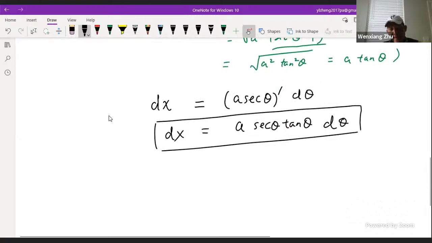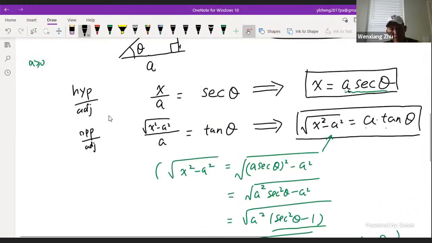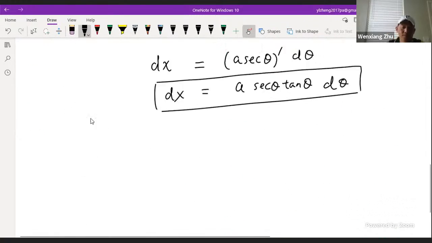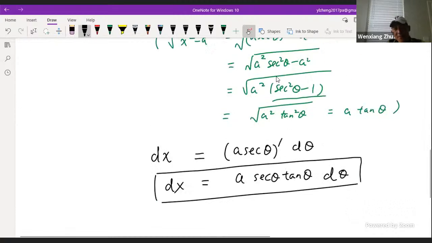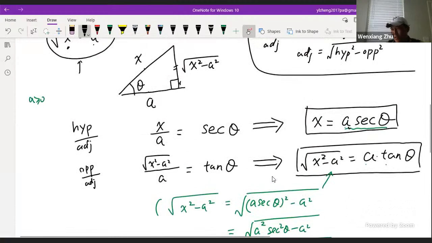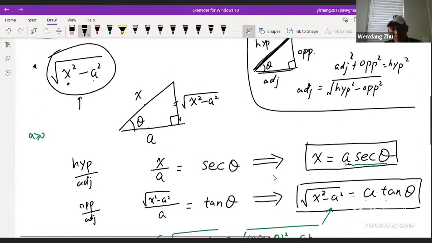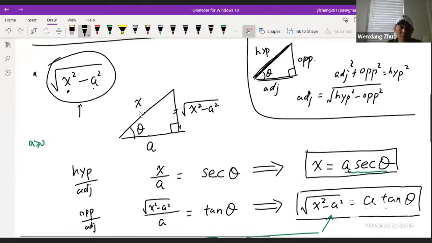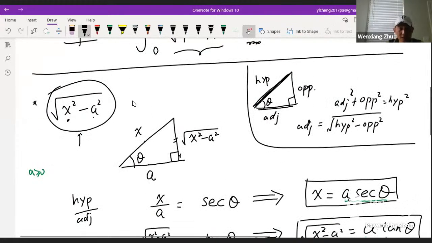So this is one case. Now I'm going to do the second case. You don't have to memorize all these things. As I'm going to show you, once you have practiced a few problems, you will get the sense of how you will proceed. Based on my experience, this triangle is really important.